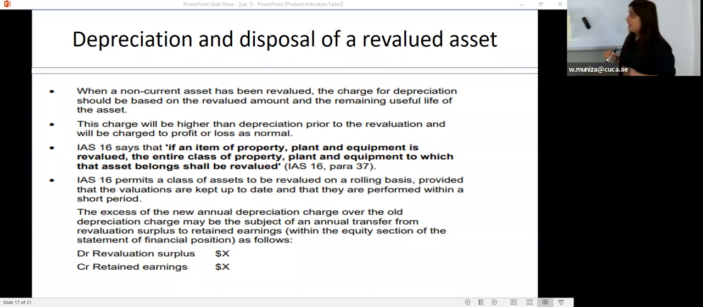IAS 16 permits a class of assets to be revalued on a rolling basis, provided that valuations are kept up to date and are performed within a short period. The excess of the new annual depreciation charge over the old depreciation charge may be subject to an annual transfer from the revaluation surplus to the retained earnings within the equity section of the SOFP. So when you have a policy to transfer the excess depreciation charge from the revaluation surplus to retained earnings, this accounting entry is passed: debit revaluation surplus account and credit retained earnings account. Cleared?